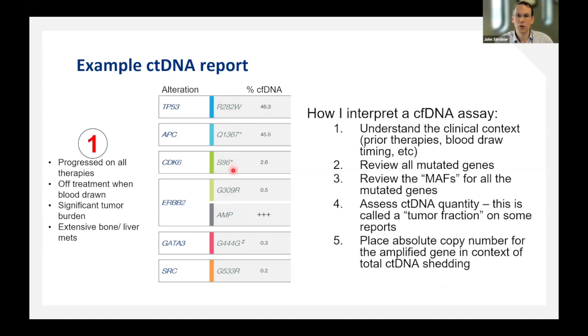Further down, you'll see this asterisk. That's one of those premature stops. So here at serine 86, there's this premature stop. And further down, you see AMP, that stands for amplification, and they just gave 3 pluses here to indicate that it's the highest level of amplification. So you're putting all that into context for the patient, and from that, getting a picture of what might be actionable.